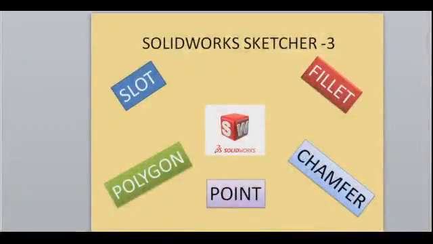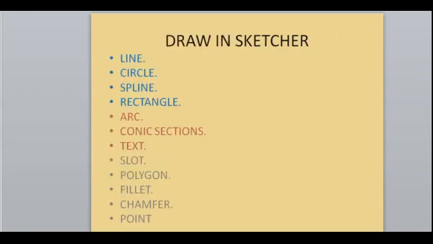In this video, we'll learn about slot, polygon, point, fillet and chamfer. As you know, fillet is giving the round and chamfer is giving the 45-degree or some different angle cuts at the edges, and the polygon is for creating a polygon of any number of sides. For example, you have pentagon, hexagon, you can give the number of sides.